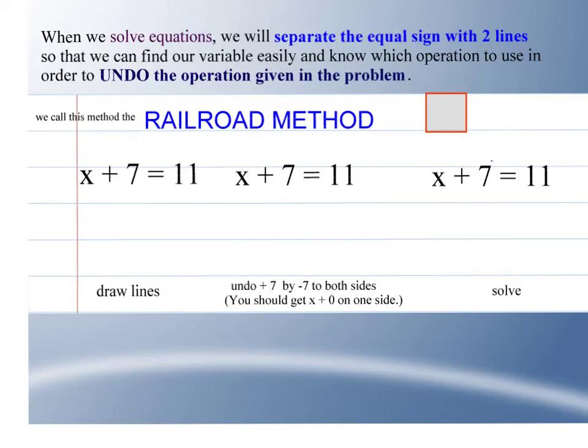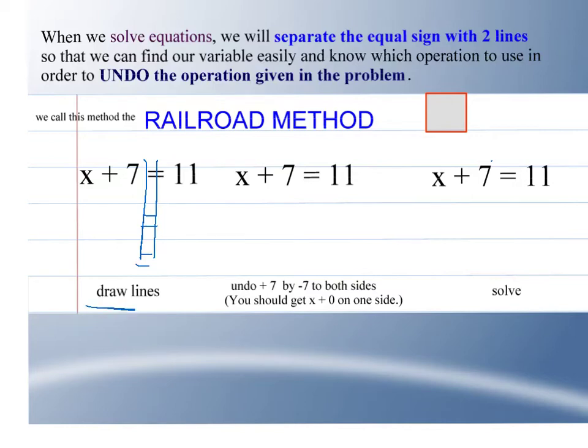If you look here, you see that we've repeated the same problem 3 times, and we're going to take you step by step through what we call the railroad method to solving equations. This is a method we will expect you to use to solve your equations and show your work. The example says x plus 7 is equal to 11. First thing I'm going to do is draw my lines. That's what makes it look like a railroad, because as you move down and solve, you're going to end up having equal signs in between your 2 lines, and it looks like a railroad track.